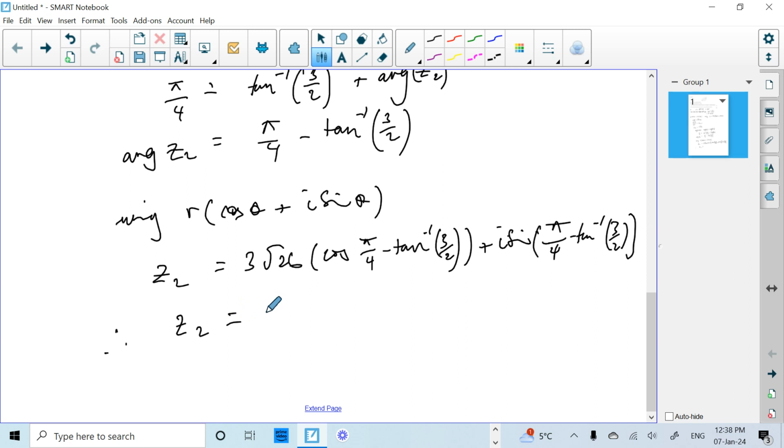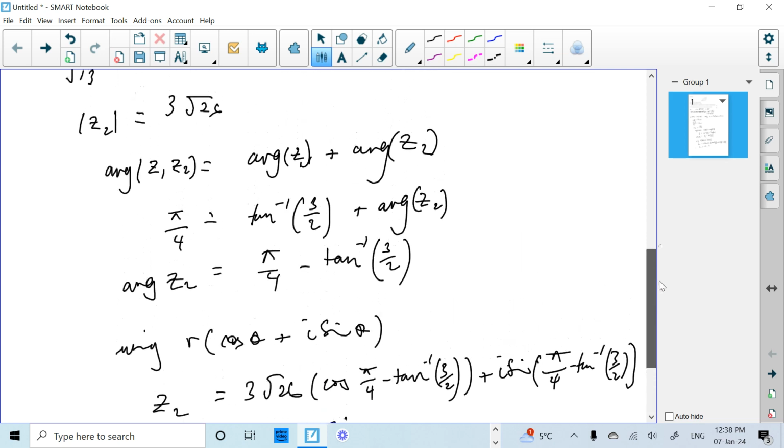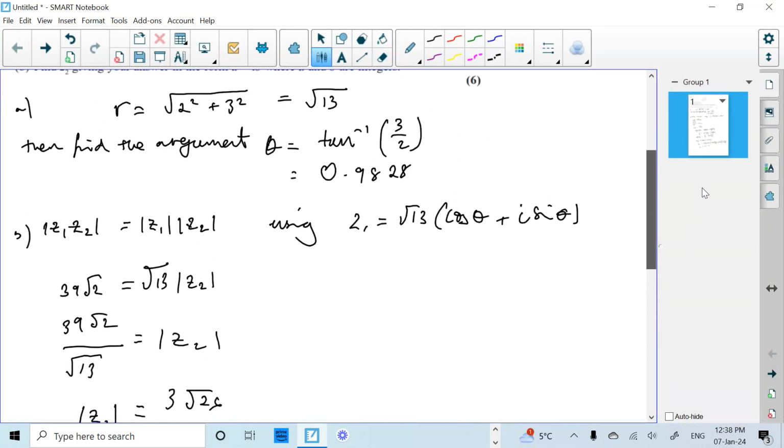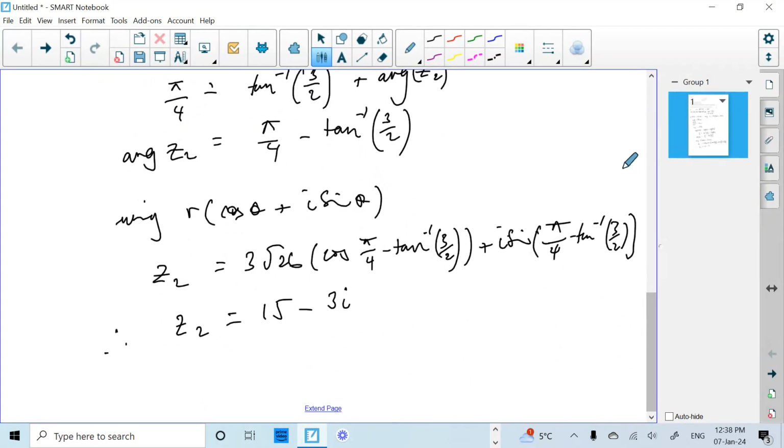I'm not going to do that with the calculator because it's time consuming and I'm conscious of time. You get 15 minus 3i in the calculator, and I believe that's it for the 6 marks for that part of the question, and for the 8 marks in total. And that's it.